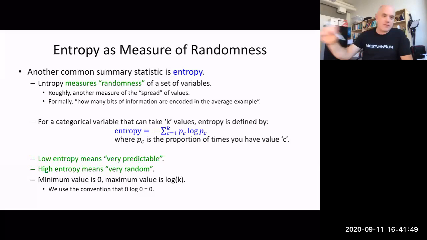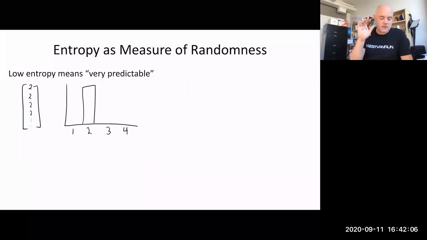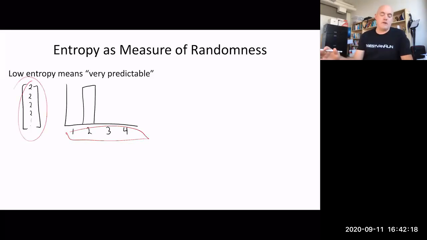But if the values are uniformly distributed from 1 to 10, and you're asked to predict what the next value is, it's very hard to make that prediction because that's a high entropy distribution. Okay, so the minimum value of entropy is 0. The maximum value is log k. And we use the limit definition of 0 log 0 equals 0. Just to drive this home a little bit, here is a low entropy distribution. This is a histogram on the values 1 to 4, a set of values in which all of the values are 2.